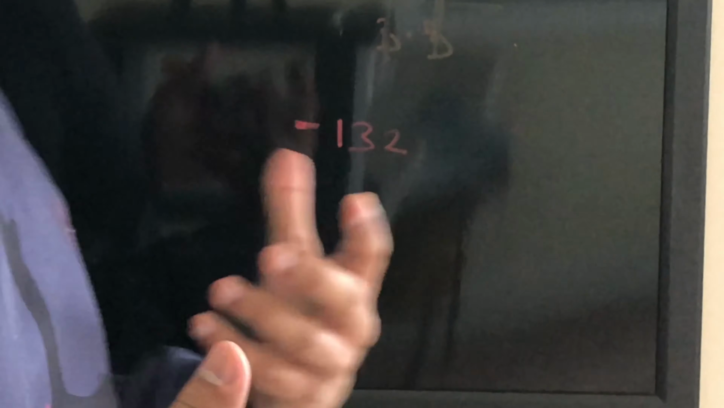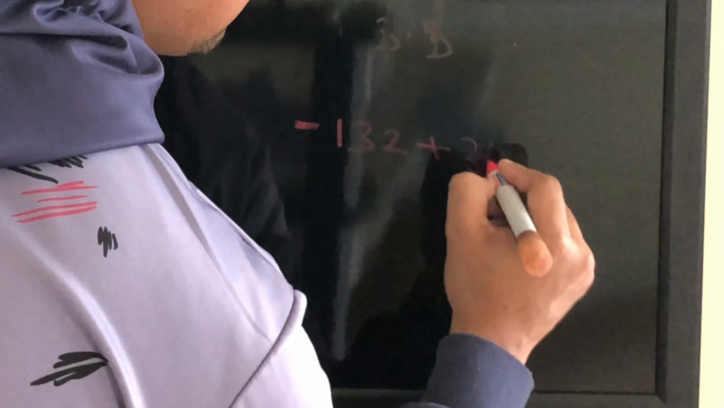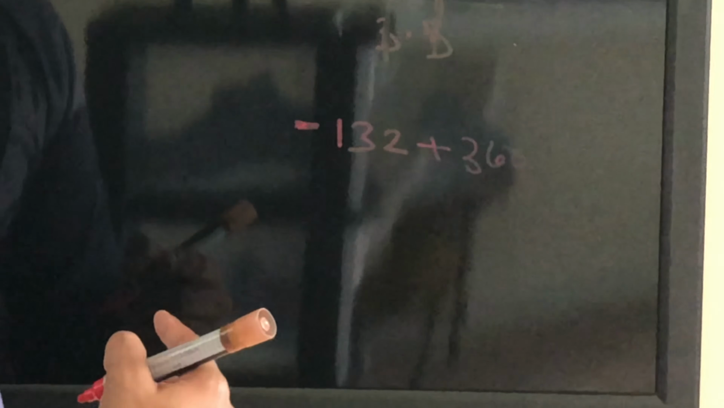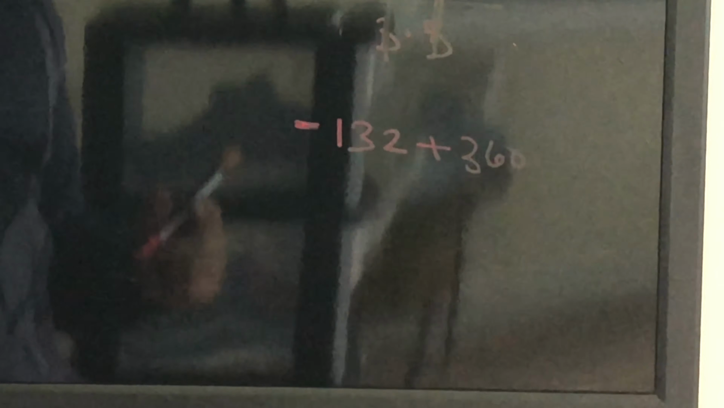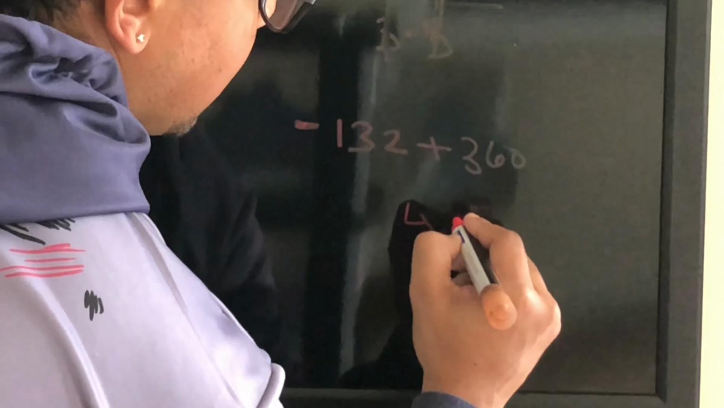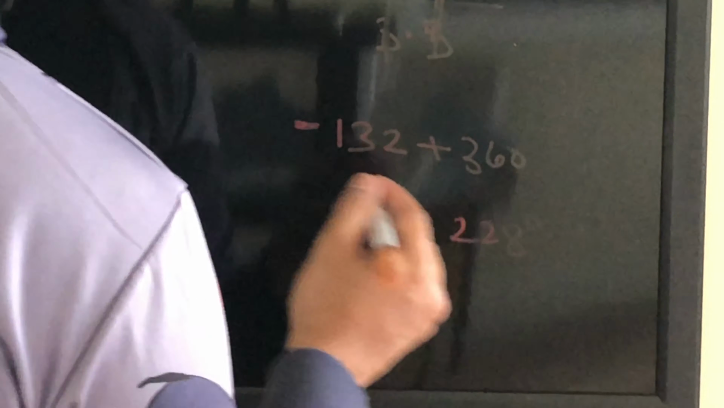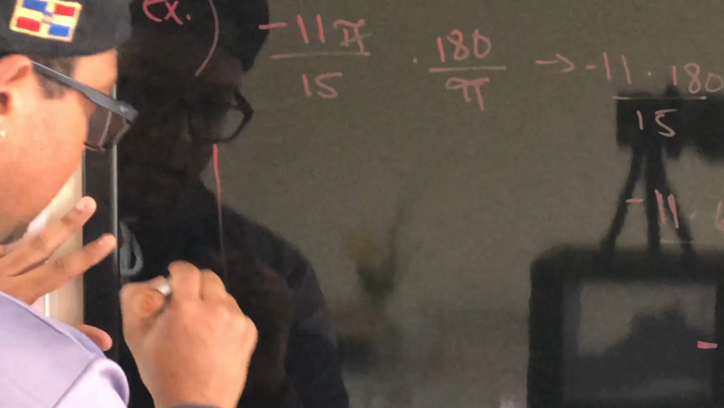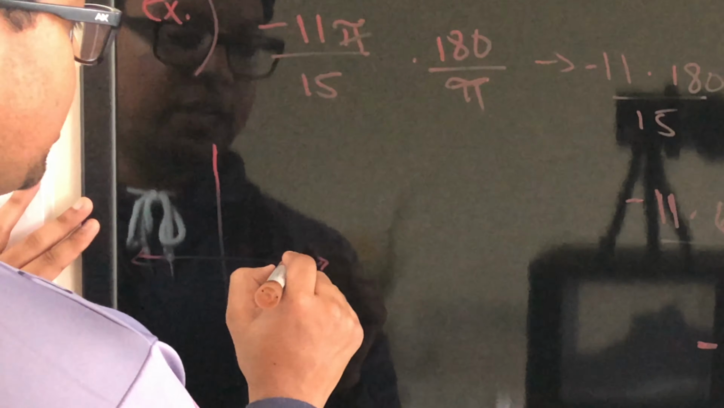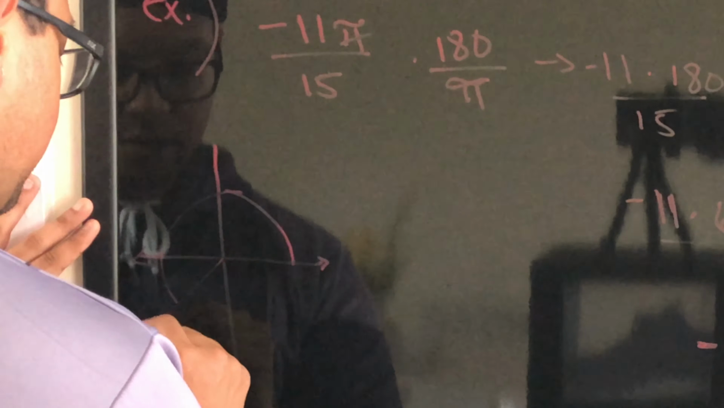So we have to turn that into a positive coterminal angle, all right? So we have to add 360 to that. When you add 360 to it, you're going to get 228 degrees, if I'm correct. So now we find 228 degrees on the graph here. This is 90, 180, and 228 is right about here, all right?